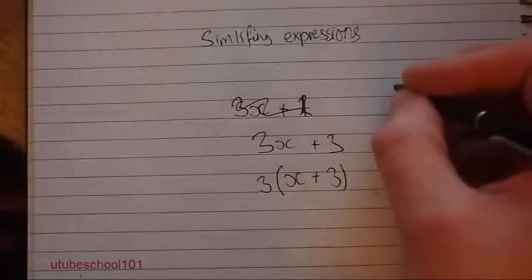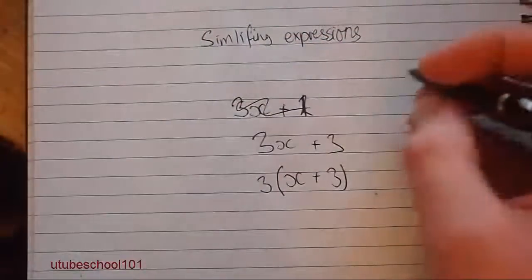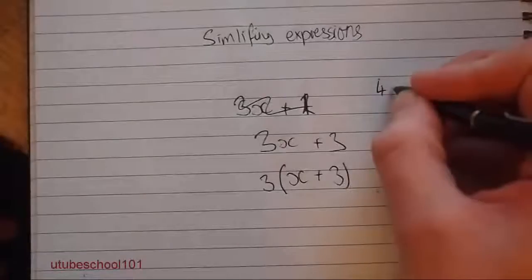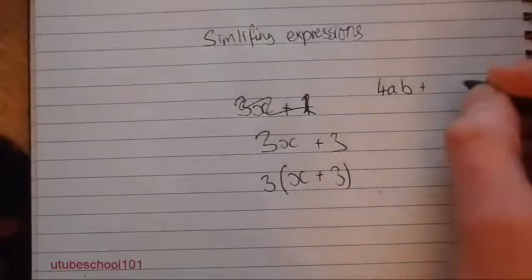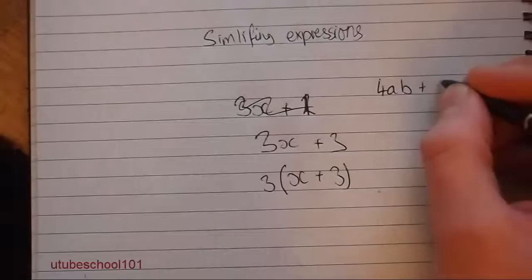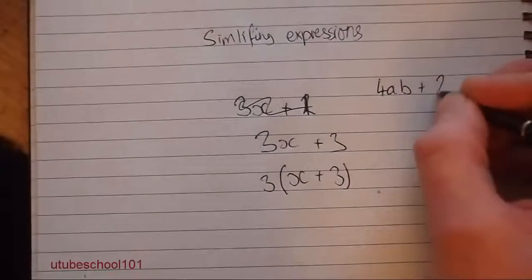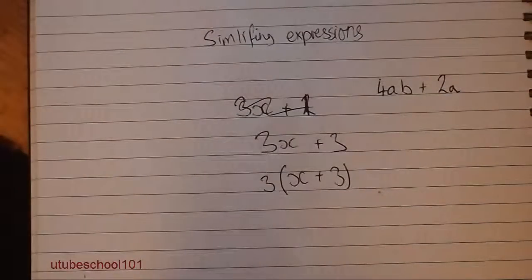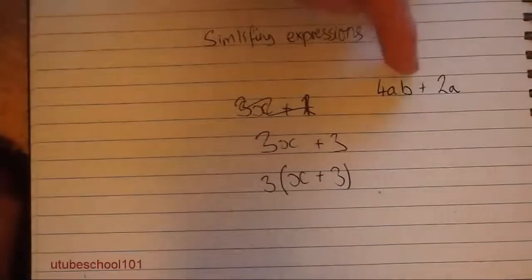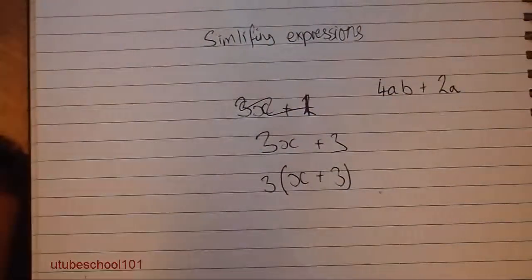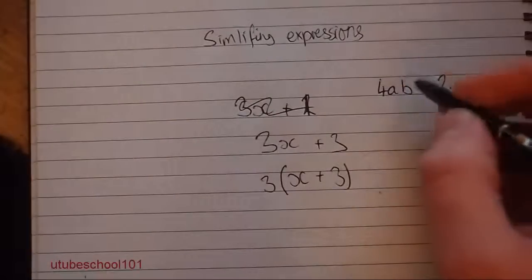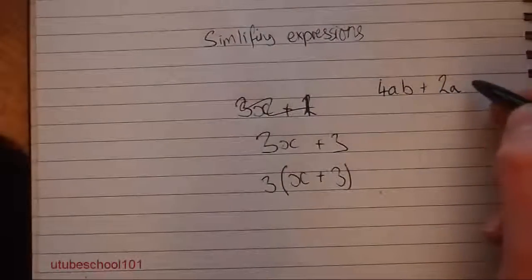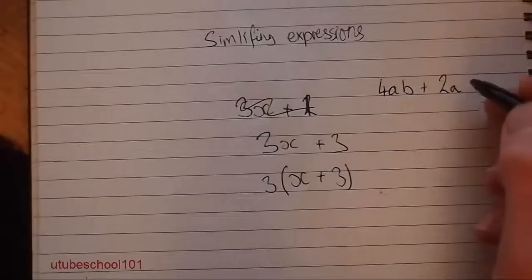So let me do another example. I'm going to make it slightly more complicated. So let's say 4ab adds, let's say, 2a. So what you have to do is find a value which will factor into both 4ab and the 2a. Now it doesn't have to be the whole of the value, because there's not going to be a value of b which is also going to work for 2a, if you see what I mean.